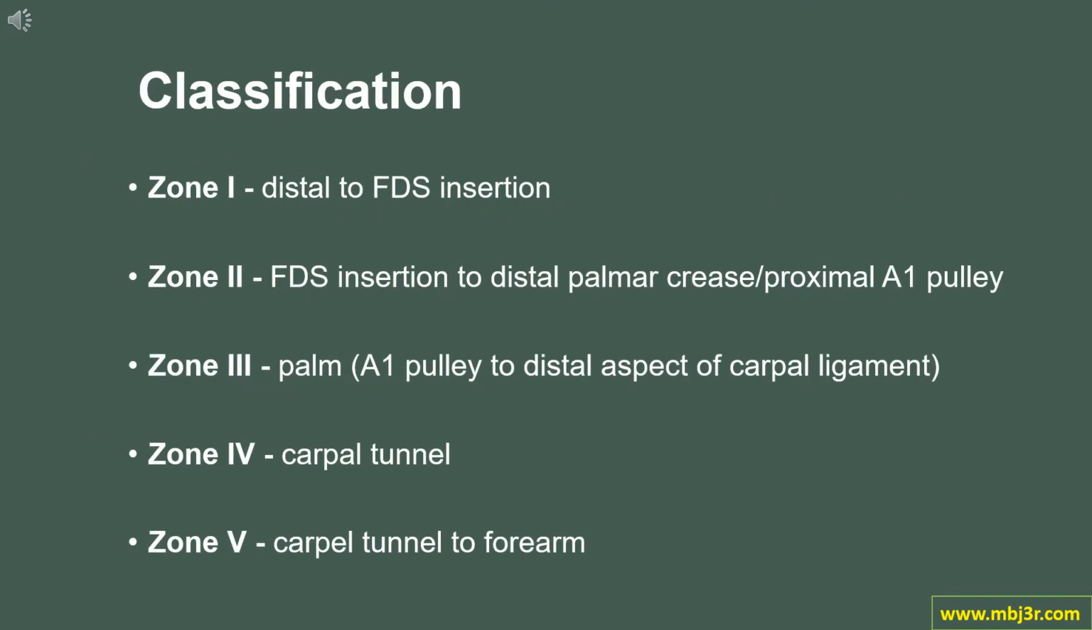Classification of tendon injuries. It applies to the 4 fingers except the thumb. Zone 1 is distal to the FDS insertion. Zone 2 is from the FDS insertion to the distal palmar crease, proximal to the A1 pulley. Zone 3 is the palm, from the A1 pulley to the distal aspect of the carpal ligament. Zone 4 is the carpal tunnel. Zone 5 is from the carpal tunnel to the forearm.